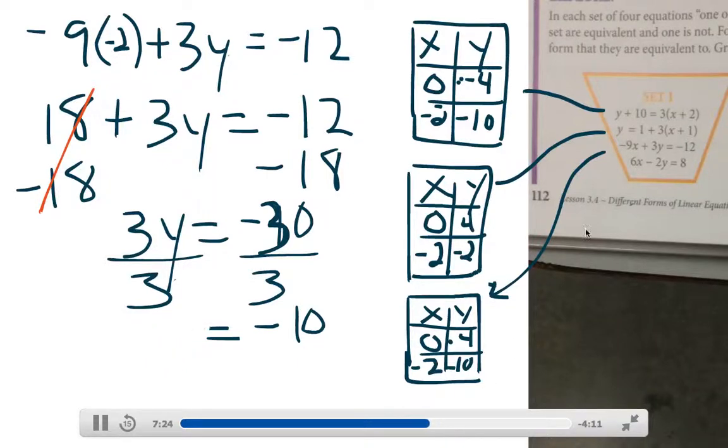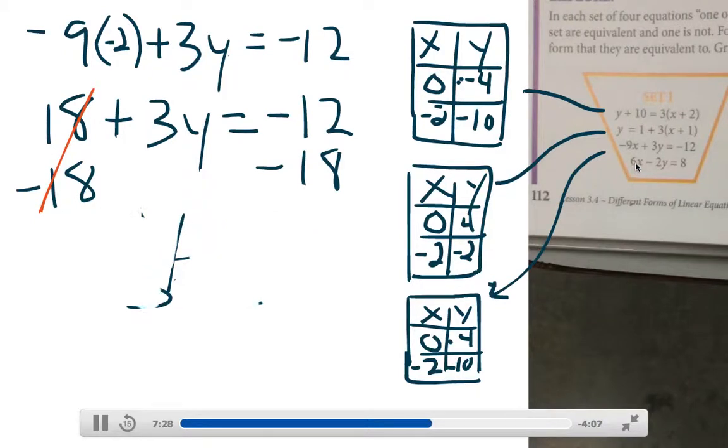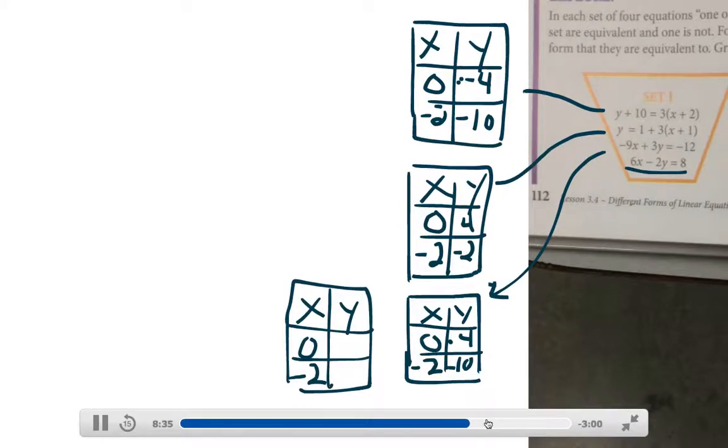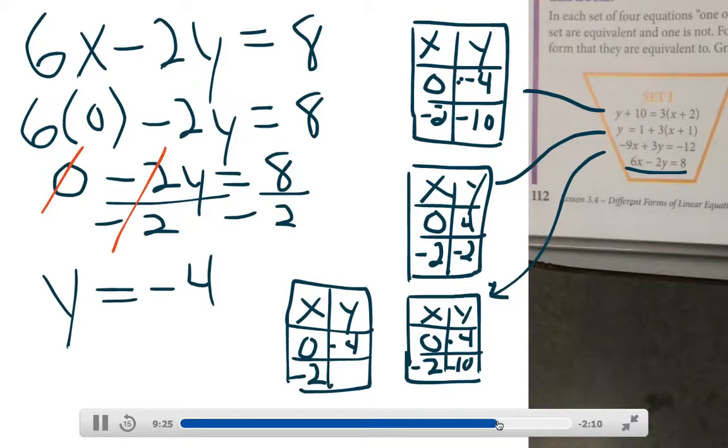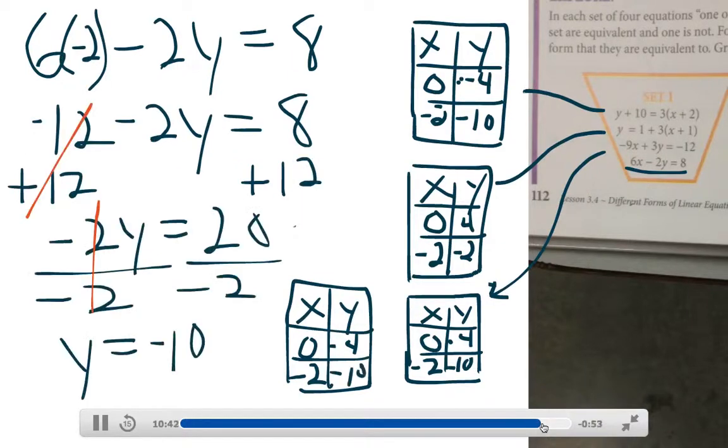Now, when we do the fourth one, we really are just confirming that the fourth equation is going to match the first and the third. These already match, so those are the matching ones. So I'll go pretty quickly. We'll put in the values of 0 and -2, and we do in fact get -4 when we put in 0, and we get -10 when we put in -2.